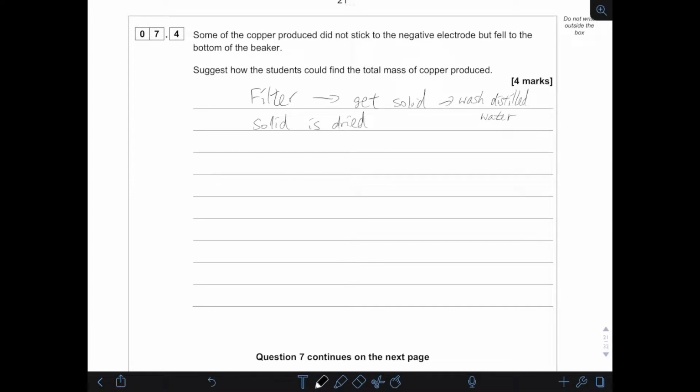Because distilled water can rinse off all the excess copper nitrate, so that the copper nitrate doesn't form a surface layer on your actual solid copper. Right, and then once the copper solid is dried, you can go weigh it. And then you just add the number to the total from the electrode mass. So that's how you mitigate that issue.